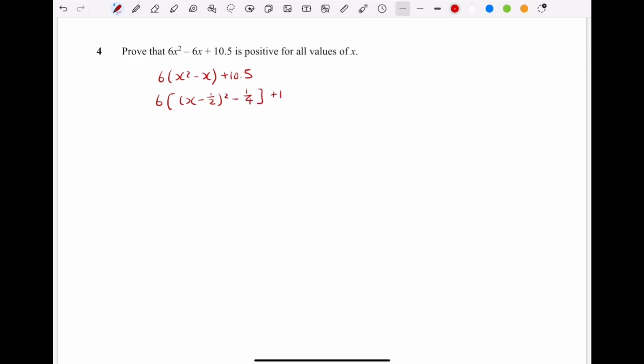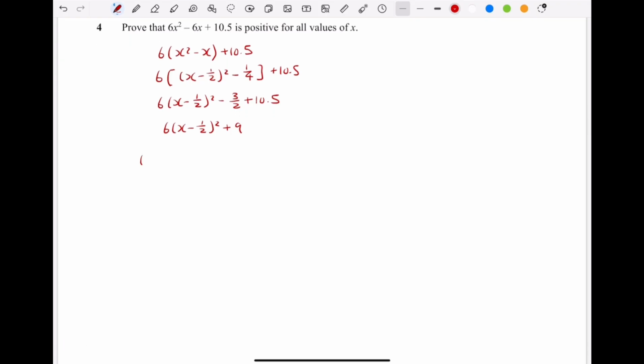Now these square brackets are important here. It's because now we need to expand the square bracket, and we will have 6 lots of x take away a half squared, take away 3 over 2. We get this by multiplying 6 and negative a quarter, and then we add 10.5 that is outside of the bracket. And then we can simplify by collecting the constant term. We will have 6 lots of x subtract a half squared plus 9.